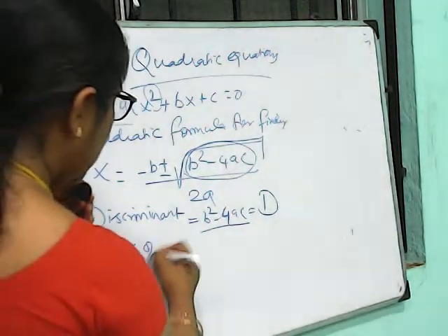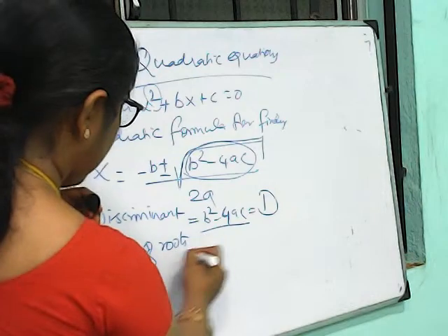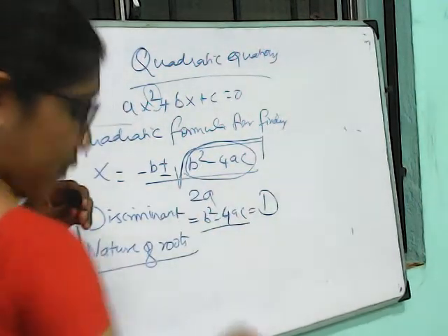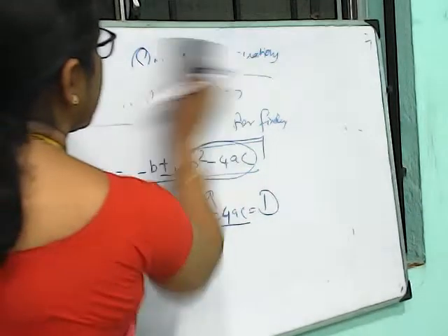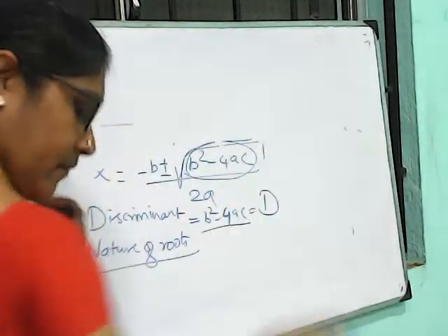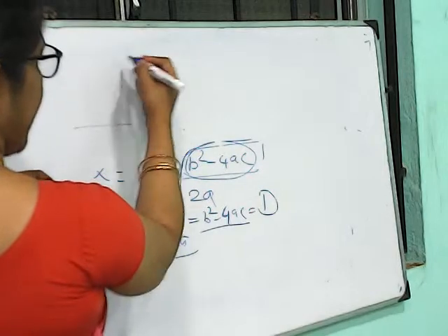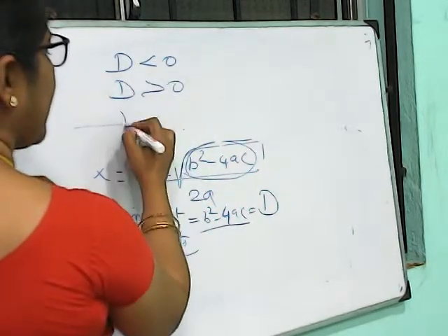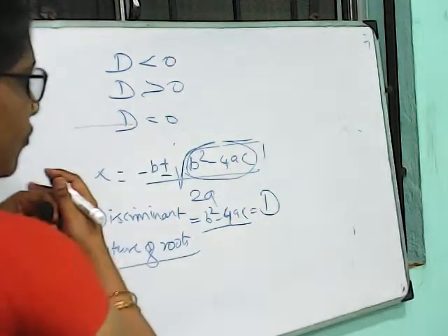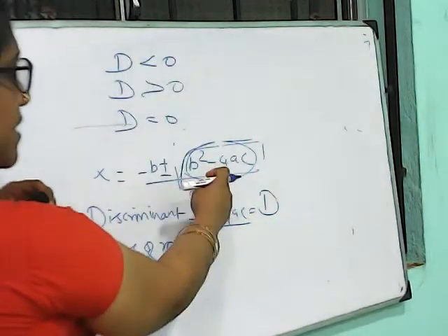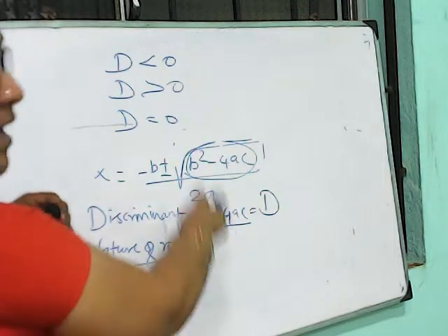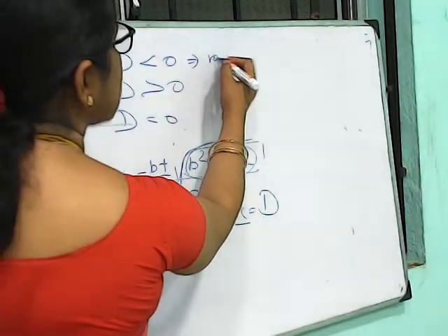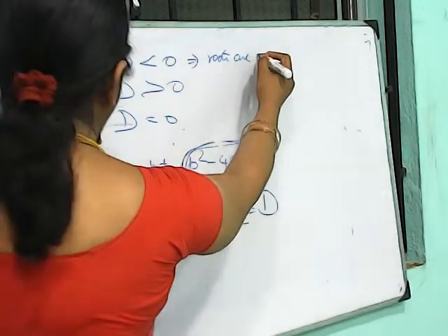Okay, now nature of roots. I said it depends upon this D, so I will write it over here. When you compare, your D value is less than 0, D value greater than 0 and D value equal to 0. What is D here? Discriminant, that is b square minus 4ac. So if D value is less than 0, it implies roots are unreal.